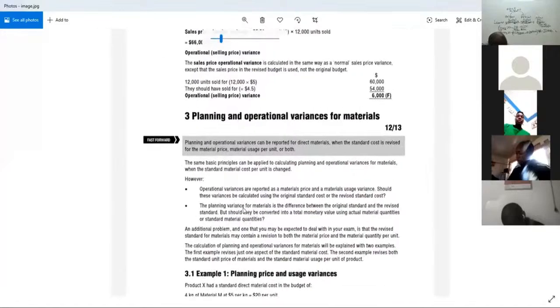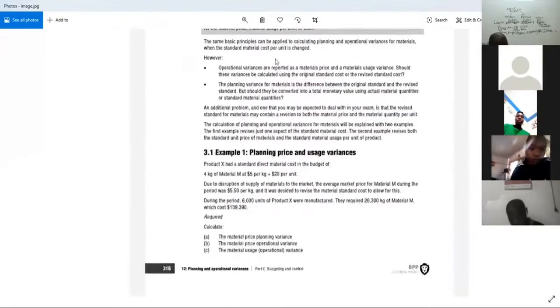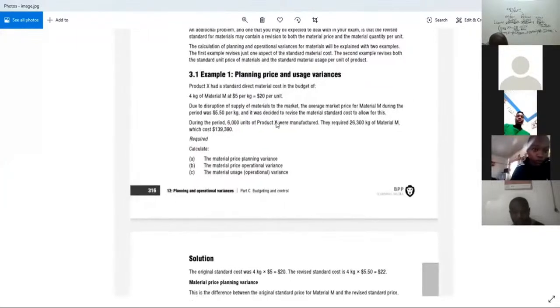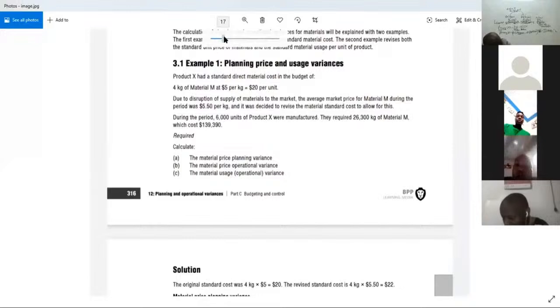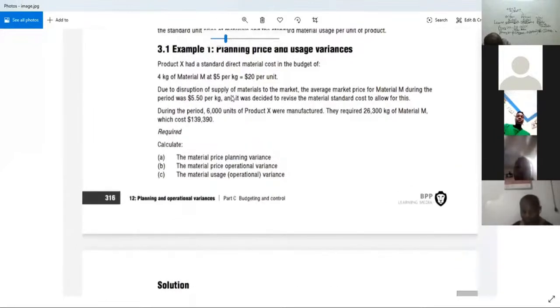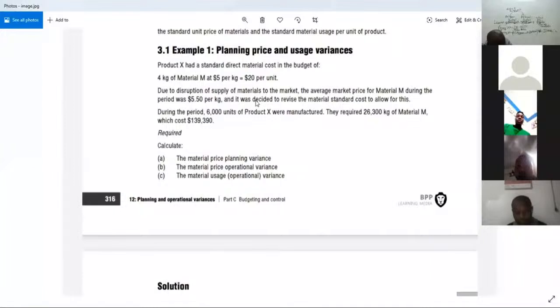So it is called example 3.1. They are telling us product X had a standard direct material cost in the budget of 4 kilograms of material M at $5 per kg, giving us 20. Due to disruptions of supply of materials to the market, the average market price for material M during the period was 5.5 per kilogram, and it was decided to revise the material standard cost to allow for this.